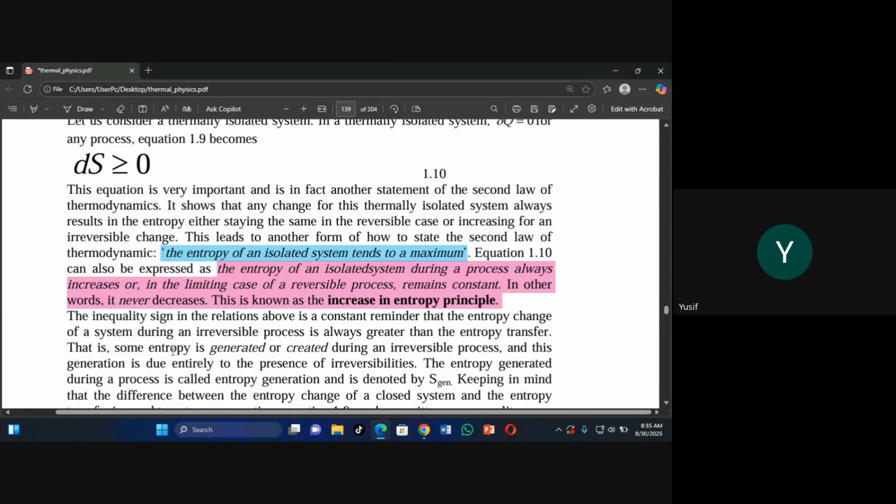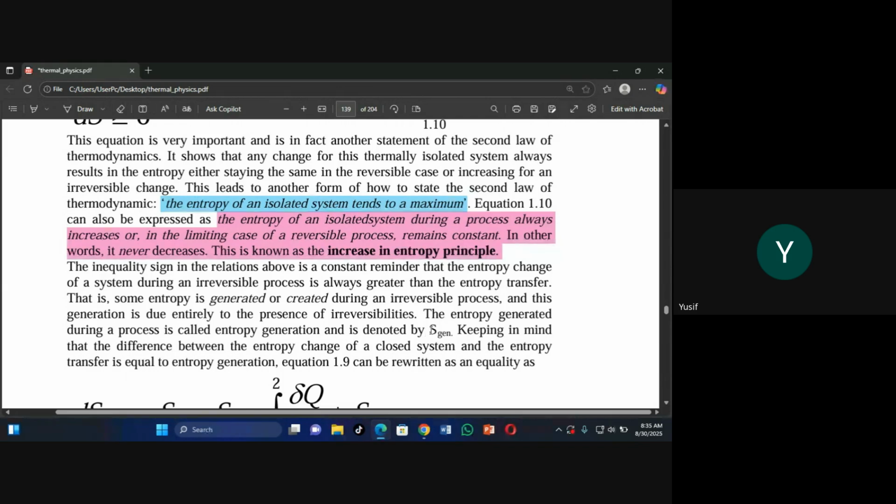Okay. The inequality sign in the relations above is a constant reminder that the entropy change of a system during an irreversible process is always greater than the entropy transfer. That is, some entropy is generated or created during an irreversible process, and this generation is due entirely to the presence of irreversibilities. The entropy generated during a process is called entropy generation and is denoted by Sgen. So the Sgen is telling us that entropy is being generated.